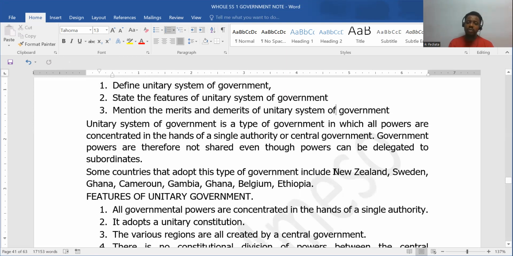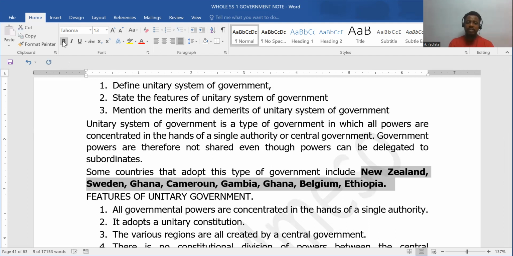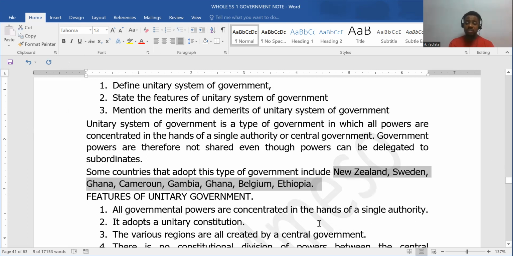Now, countries that adopt this system include the following. You can see them here: New Zealand, Sweden, Ghana, right? Gambia. Can you see all of them? A couple of them are in Africa. Can you separate the ones in Africa from the rest of the options? Try as much as possible, right?